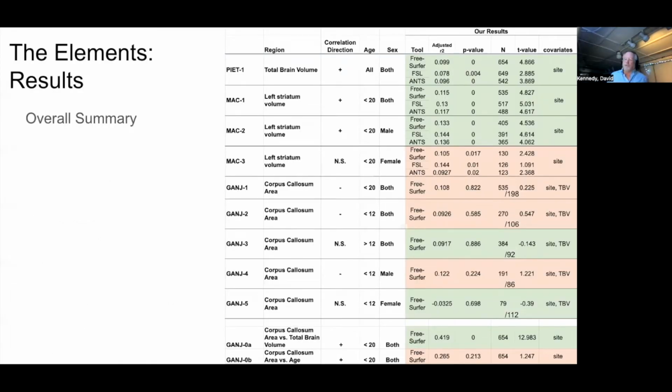Again, not to dwell too much on the ideas here, but a handful of these a priori hypotheses were confirmed. Those are the ones highlighted in green here. So in addition to the original findings, we confirm these various sets of observations. A handful of those observations were not confirmed.